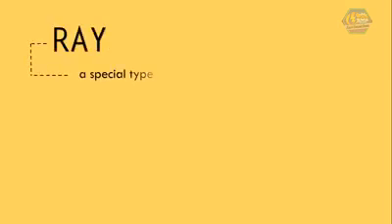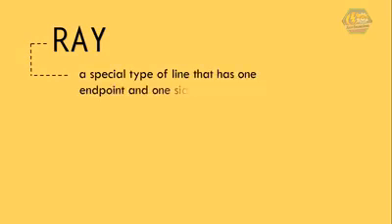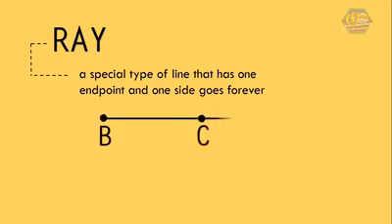Another special type of line is called a ray. A ray is a special type of line that has one endpoint and one side goes forever, so we only put an arrow on one side that keeps going forever.